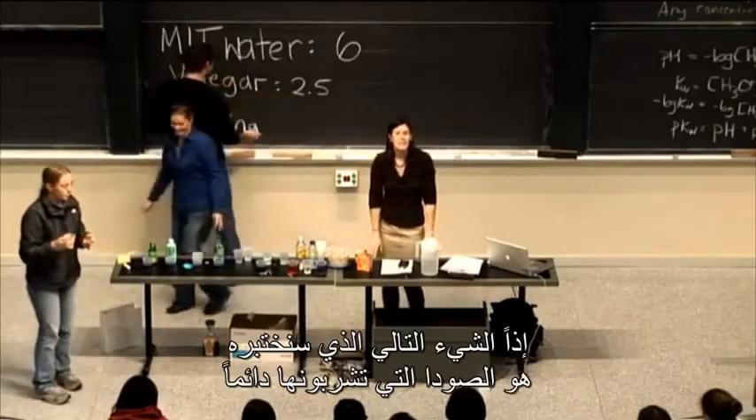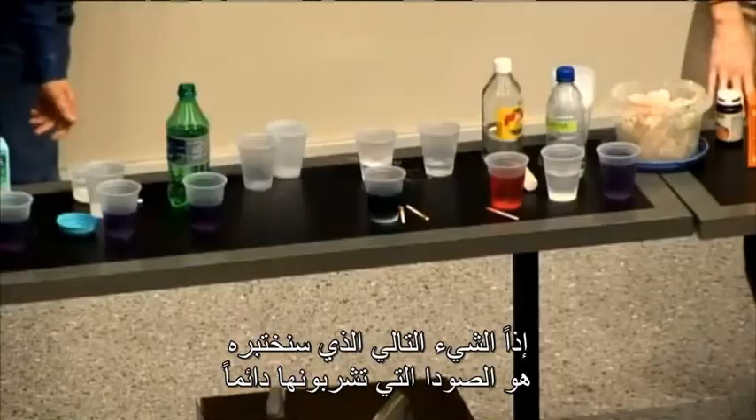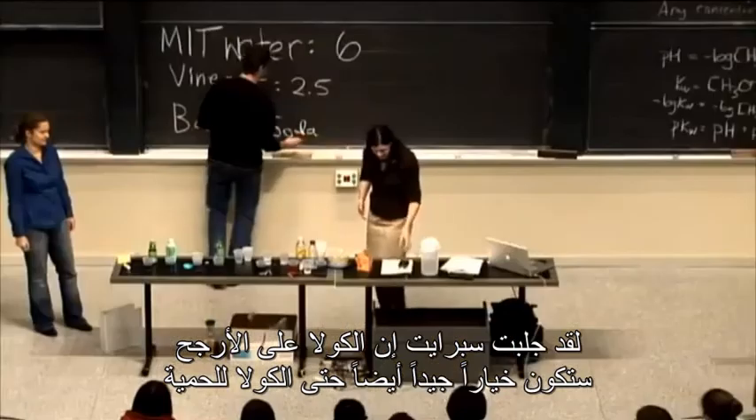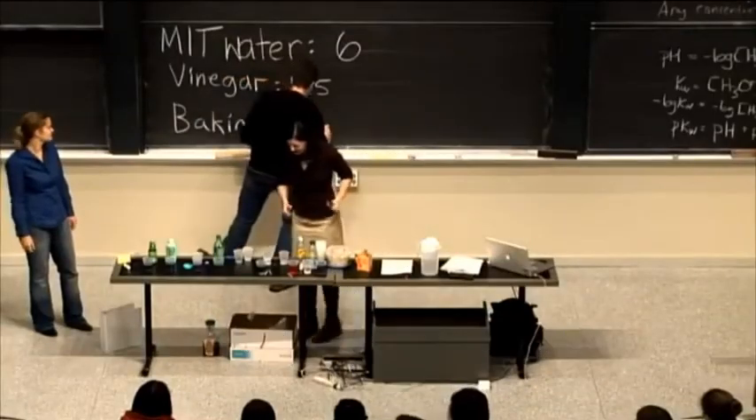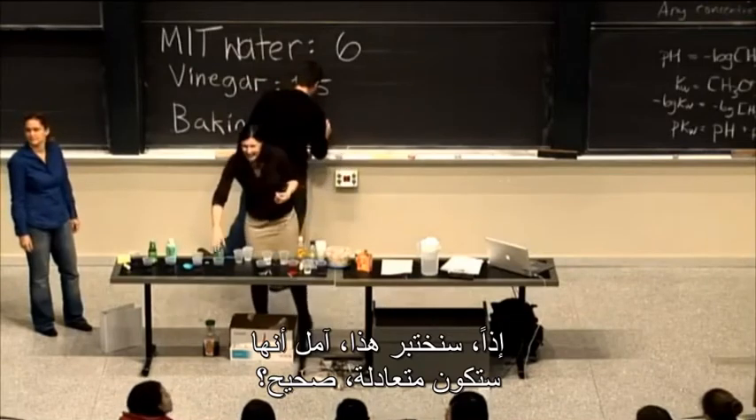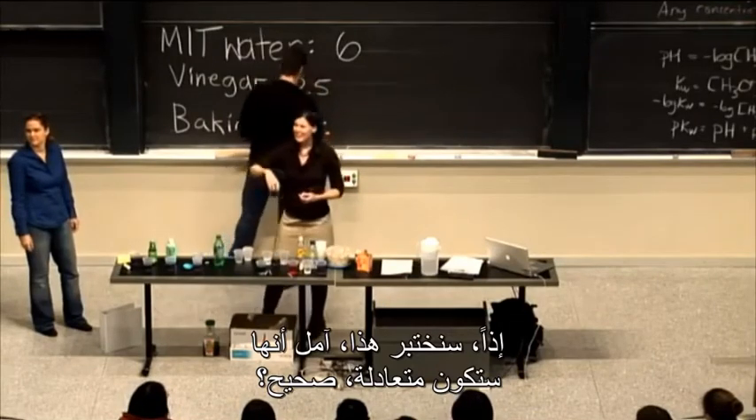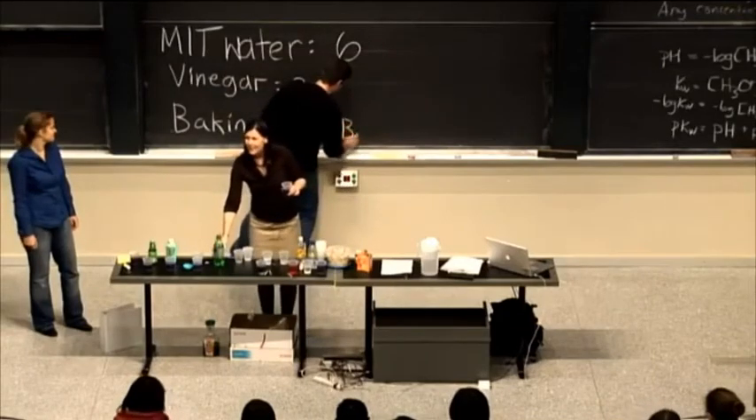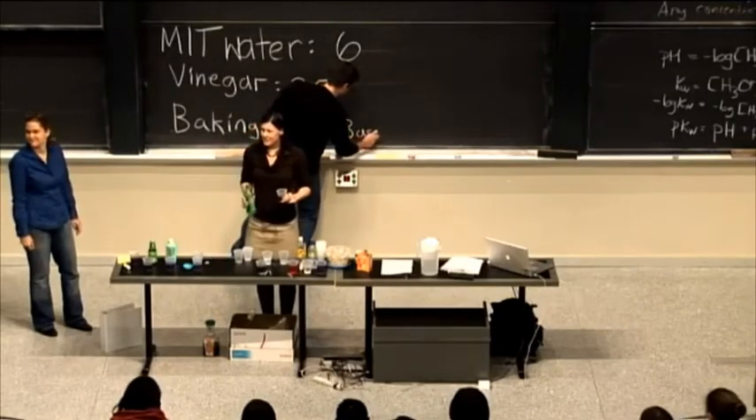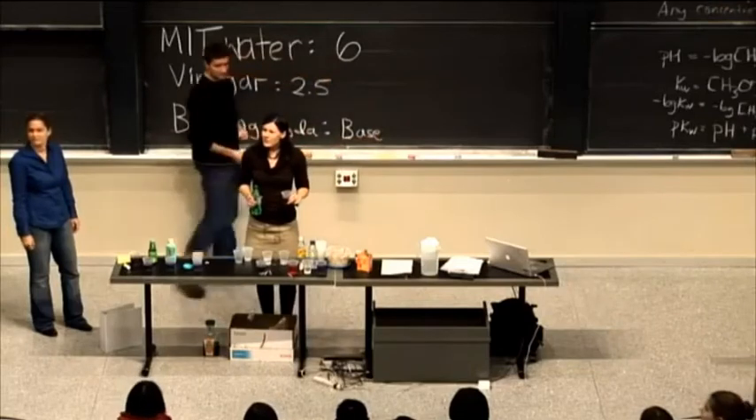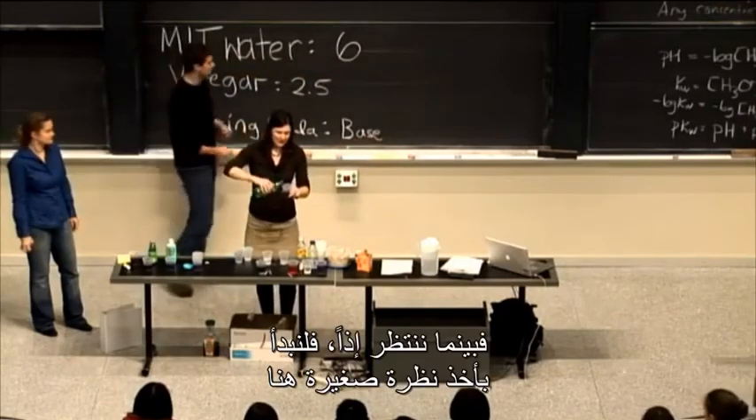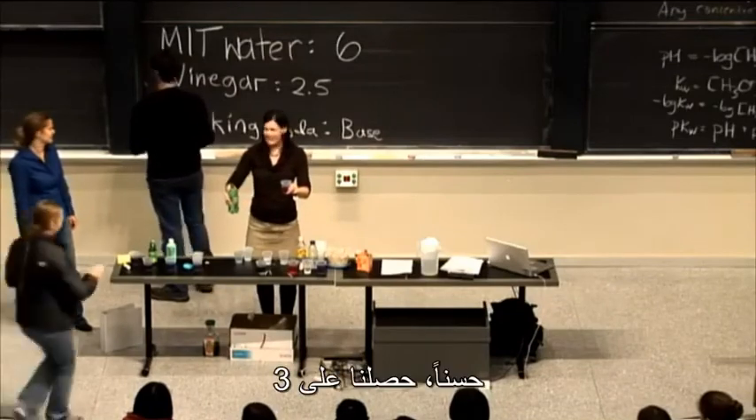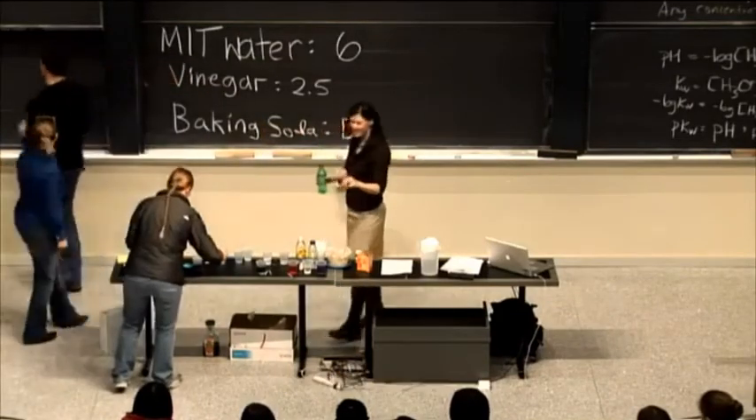So the next thing we're going to test is soda that you drink all the time. I brought Sprite. Coke probably would have been a good pick as well, or Diet Coke. So we'll test what that is. Hopefully it comes out neutral, right? So while we're waiting, we'll start taking a little bit of a look here. All right, we've got a 3.